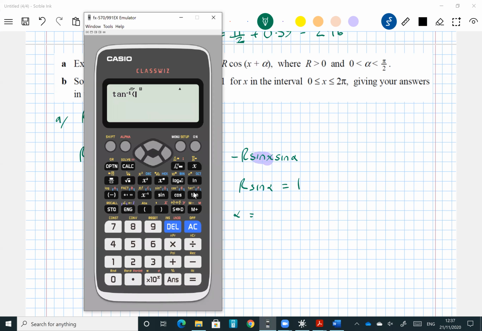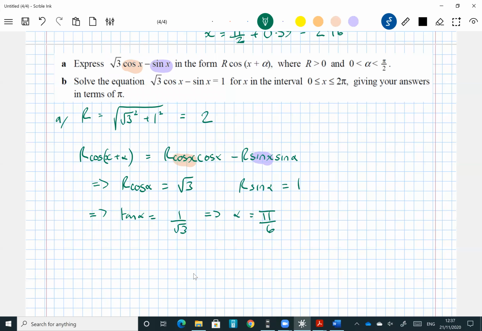So this is a key trig value that I should know, but admittedly need the safety net of a calculator, pi over 6. Therefore, our answer is 2. Cos of x plus pi over 6. And 2 is bigger than 0, fulfills the requirements. And pi over 6 is between 0 and pi over 2, again fulfills the requirements.